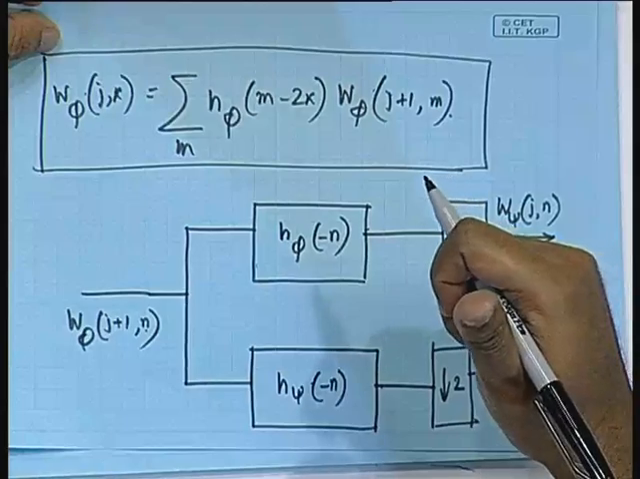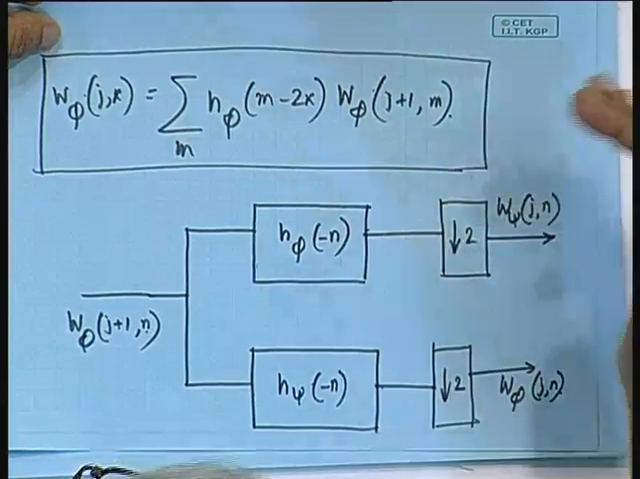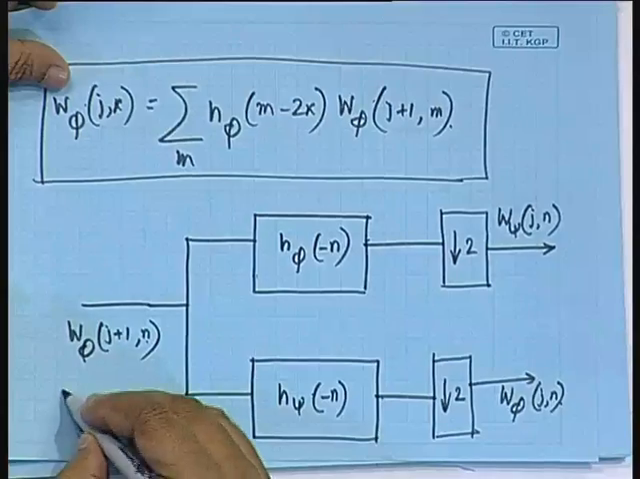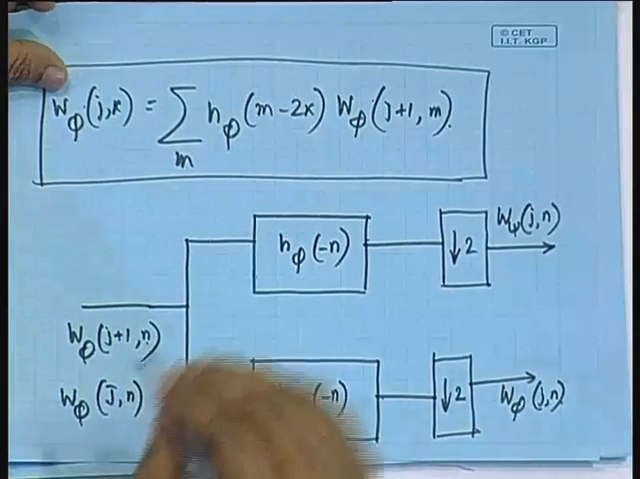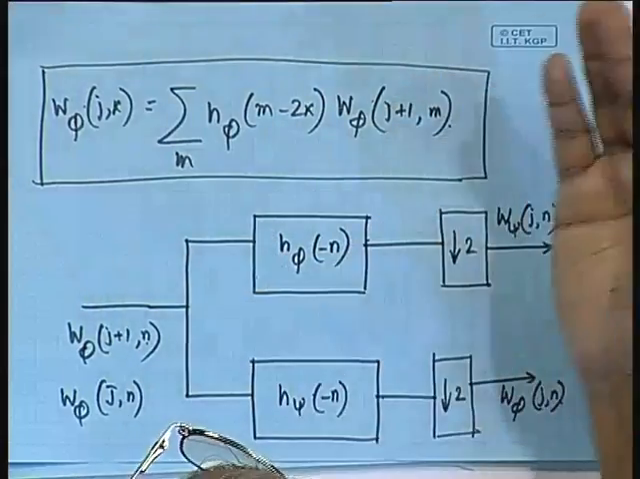It should be possible for me to analyze it further and get W phi j minus 1 n and W psi j minus 1 n. Okay. So, if I start with the highest scale, what is the maximum value of small j? The maximum value of small j is equal to capital J minus 1. So, if I start with W phi capital J comma n, which is nothing but our original image, or original signal.